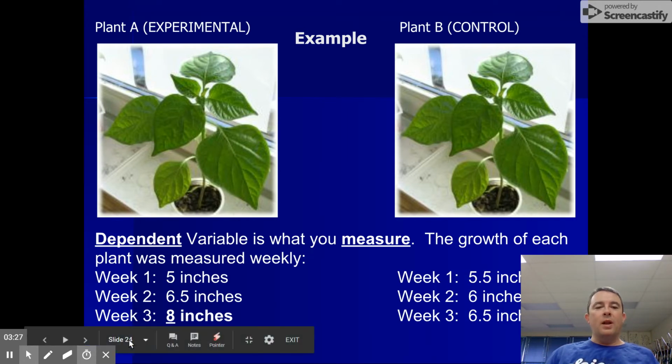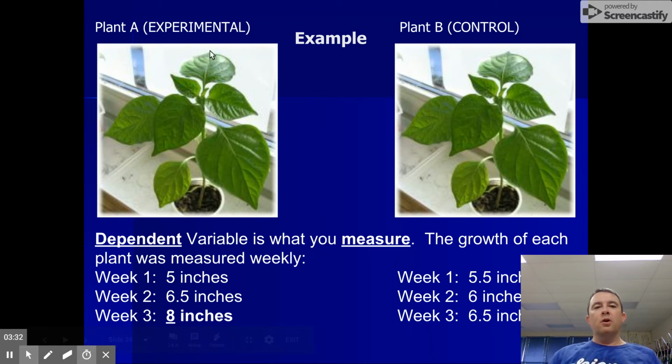Now, the other thing I should point out here is these terms up here at the top. You see experimental group and control group. You've heard these terms before. So the experimental group, or the experimental plant in this case, is simply the group that receives the independent variable. In this case, that was plant A. The other plant, the one that we call the control, does not receive the independent variable. So the control is there for just comparison.